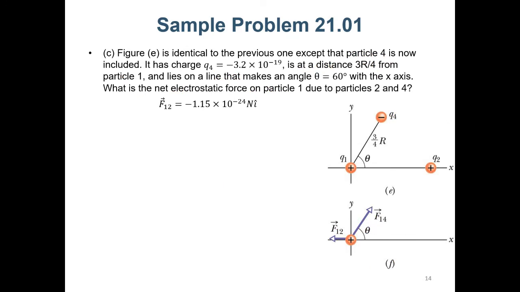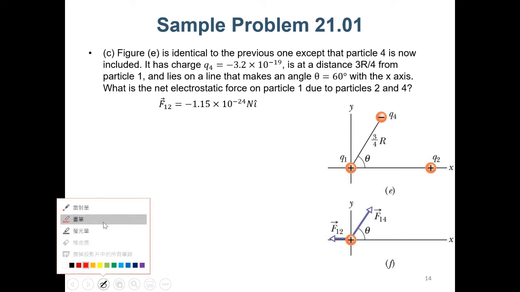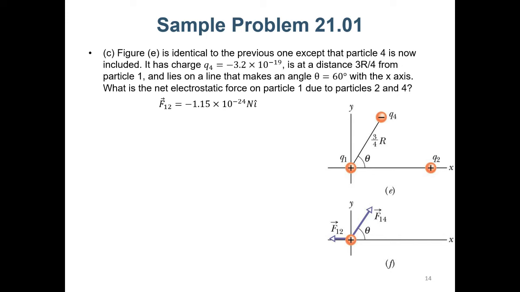Okay. So for the next case, it is identical to the very previous one except particle 4. Particle 4 is a negative charge, which has a charge amount of minus 3.2 times 10 to the minus 19 at the distance 3r/4 from particle 1 and lies on the line that makes an angle theta equals 60 degrees with the x-axis. So what is the net electrostatic force on particle 1 due to particle 2 and 4?